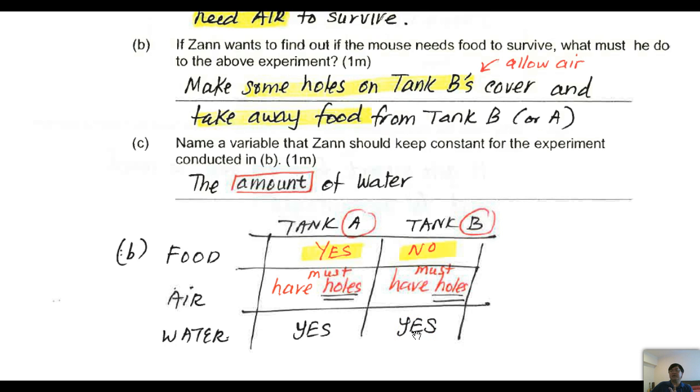All right, you can't really put here maybe 1 milliliter and here nothing at all. The mice, who knows, right, could die not because of not having food but not having water. So the amount of the water given to both of them must be the same.